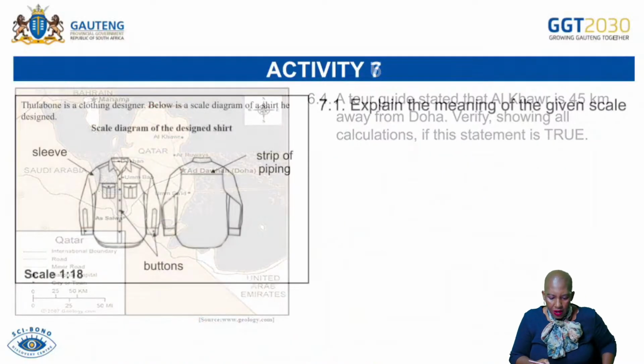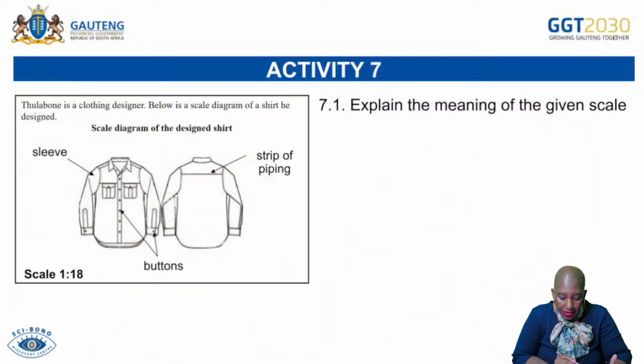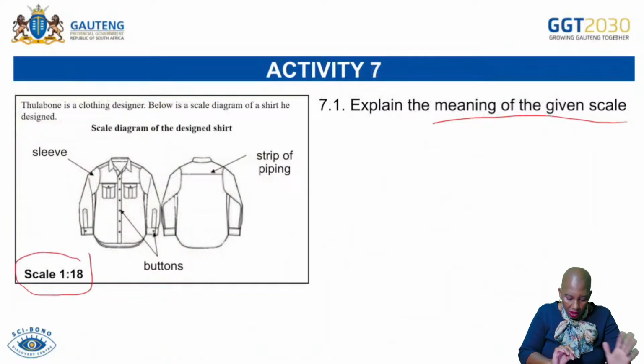Boys and girls, we're left with one, but unfortunately we have come to the end of our lesson. But it was just one activity, and even in this activity, it's so simple. We have done the meaning of the given scale. So meaning, if this given scale, I'm just going to explain it.